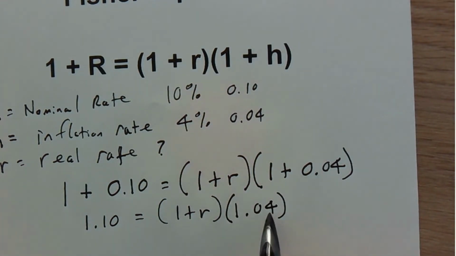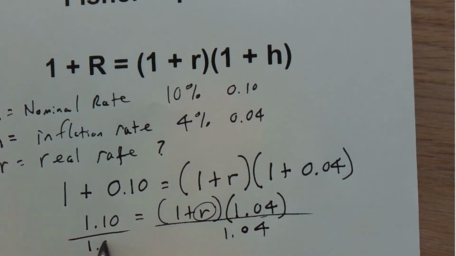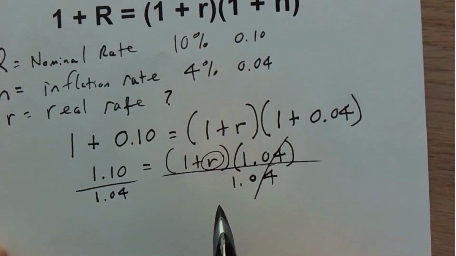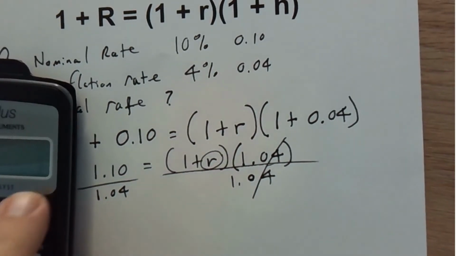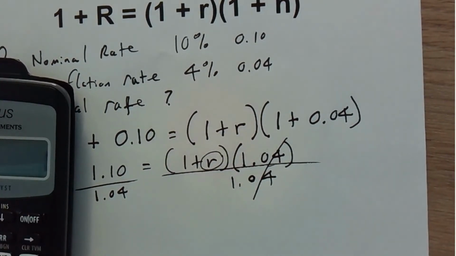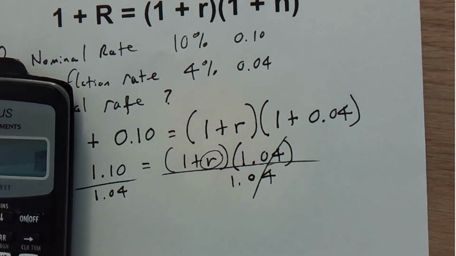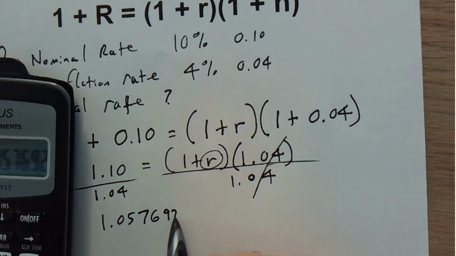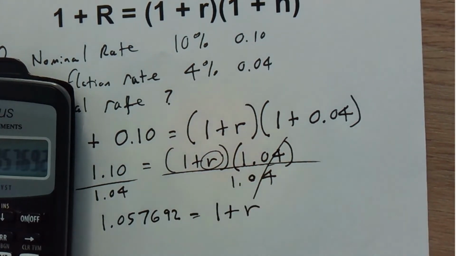All right, I'm going to leave this separate. We want to move this part to the other side because we want to solve for our r. So I'm going to divide both sides by 1.04. That cancels out. So if I put this into my calculator, I've got 1.1 divided by 1.04. I've got 1.057692 is equal to 1 plus r.